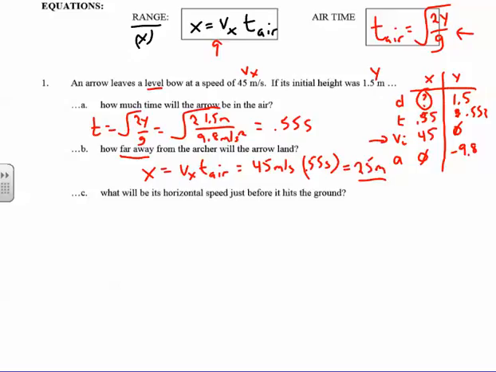Okay, and the last question, what will be the horizontal speed, Vx, just before it hits the ground? Well, if I go over here, what do we know about the horizontal motion? The acceleration is 0. So that means that our final speed is going to be the same as our initial speed in the horizontal direction, which is 45 meters per second.